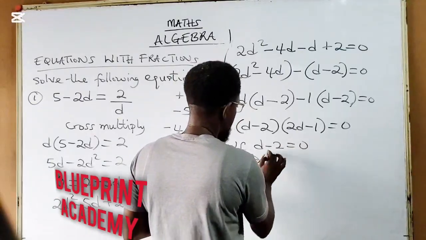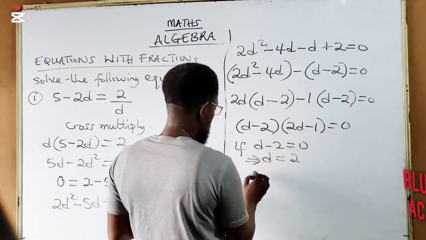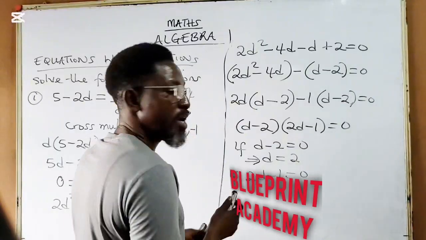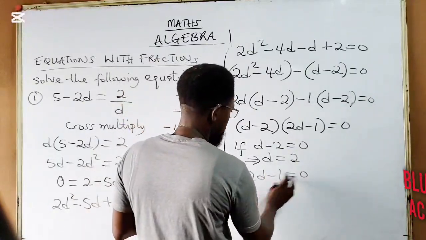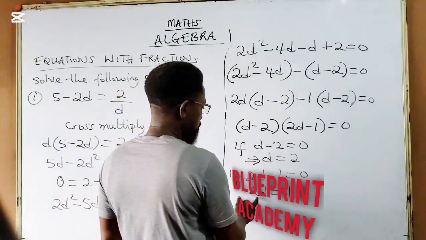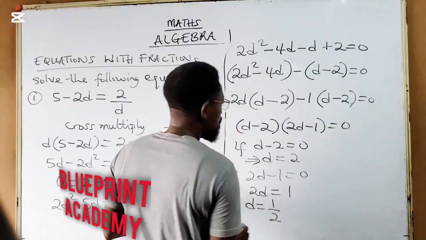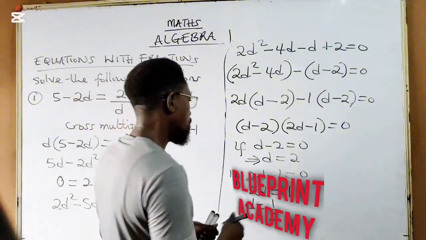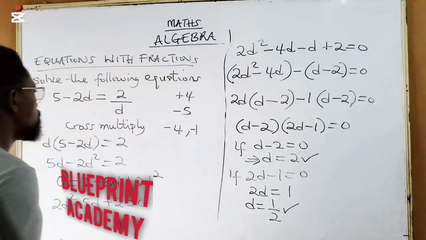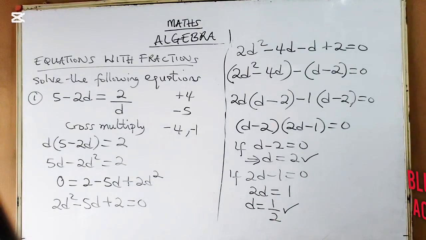What it means is that d will be equal to 2. That's transferring the minus 2 across. Then if 2d minus 1 is equal to 0, what it means is we transfer 1 across the equality. You have 1 there. Then divide both sides by 2, so that we get d equals 1 over 2. So the two values of d are d equal to 2 and d equal to 1 over 2. Those are the two values of d for this particular equation.